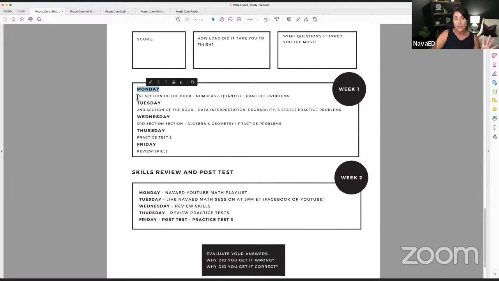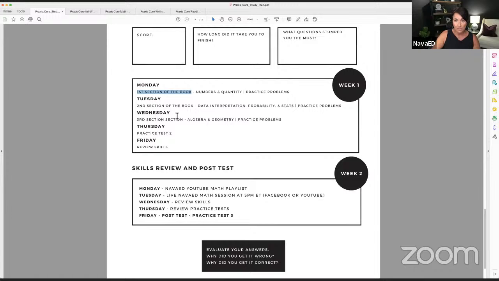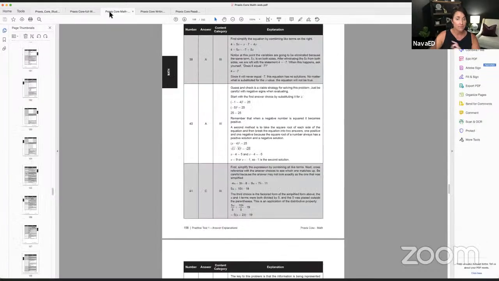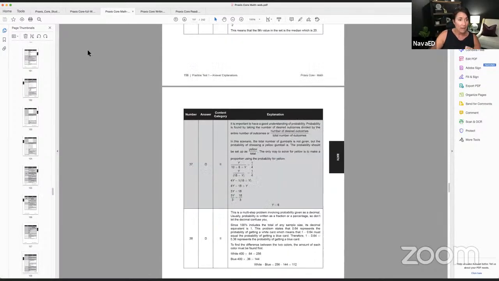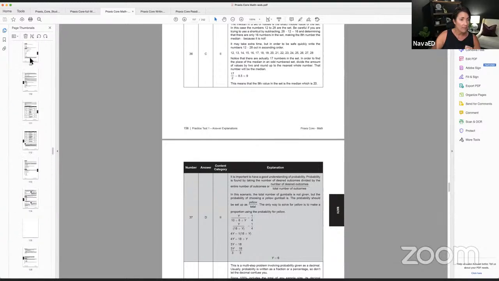Monday, you're going to do the first section of the book and then the practice problems, Tuesday and on down. I'm going to talk about this in just a second. Now, one big thing I want you to think about here is now we're going to be sharpening those skills based on our data. We're being data driven in our approach, right? So let's go into the math. So let's say I took my practice test and now it's my Monday.